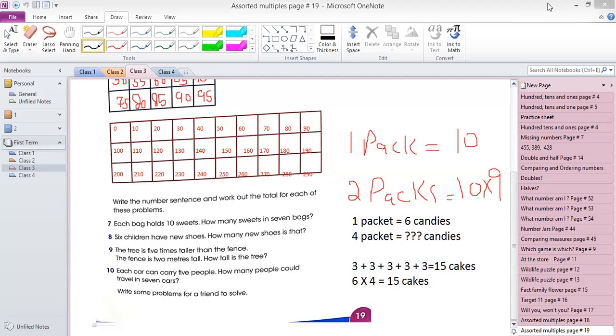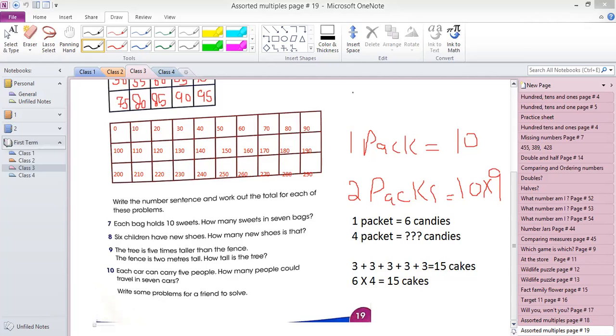Okay, so guys, question number 7 was: each bag holds 10 sweets. How many sweets in 7 bags? So each bag means every bag holds 10 sweets. That means in one bag there are 10 sweets. So how many sweets will be there in 7 bags?